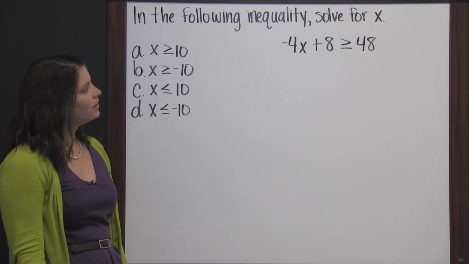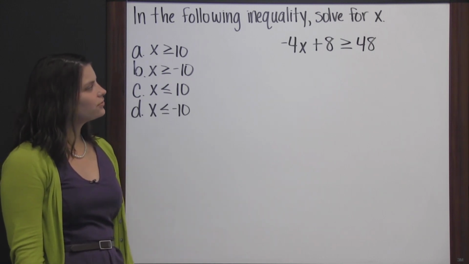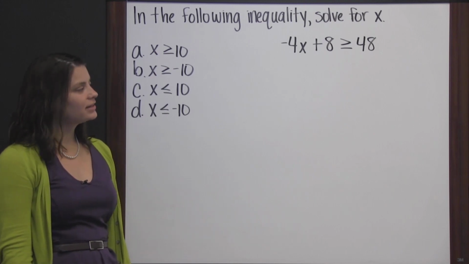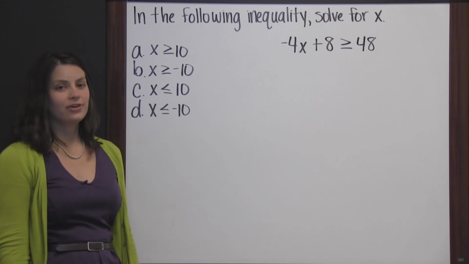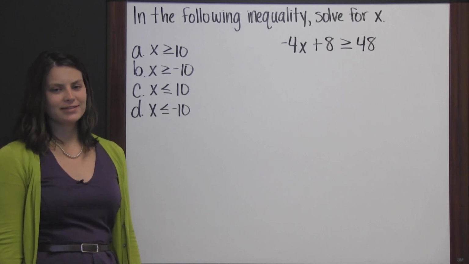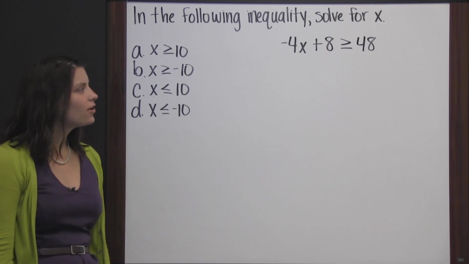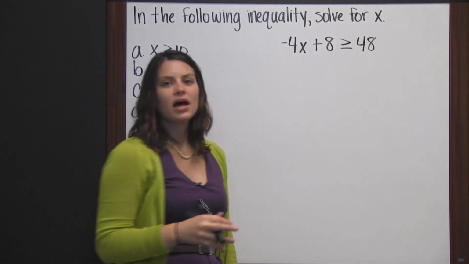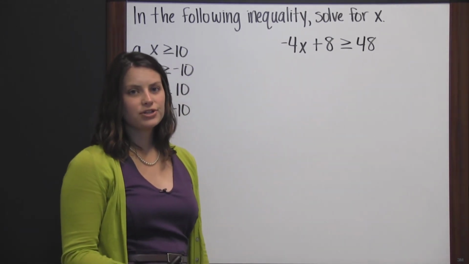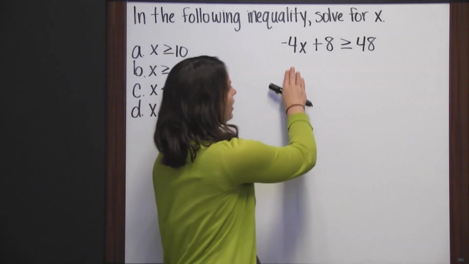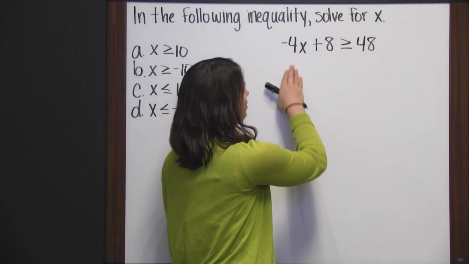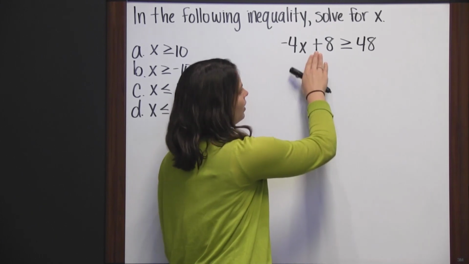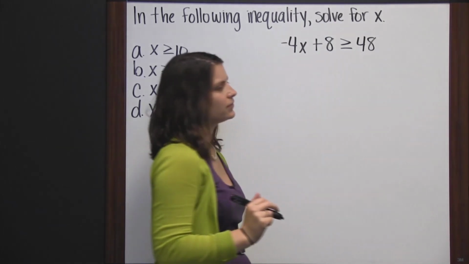In the following inequality, solve for x. Negative 4x plus 8 is greater than or equal to 48. To solve for x, we need to get x alone, which means undoing the operations that are being done to x currently. And that is negative 4 times x and plus 8.